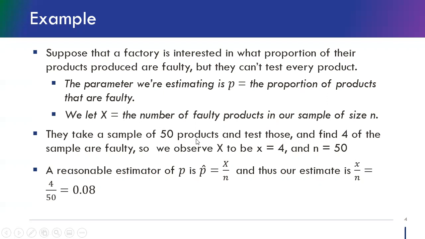Say we take a sample of 50 products, so N equals 50. We test those and find 4 of them are faulty, so X equals 4, because X is the number of faulty products. Now we know the value of small x and our sample size N, so we can make an estimate for this proportion P. We denote the estimate by P hat. To find a proportion, normally we take the total number of something divided by the total, here the total number of faulty products divided by the total sample size. So in this case, our estimate is 4/50, which is 0.08. This is just an example of how you make estimates of this population parameter P.